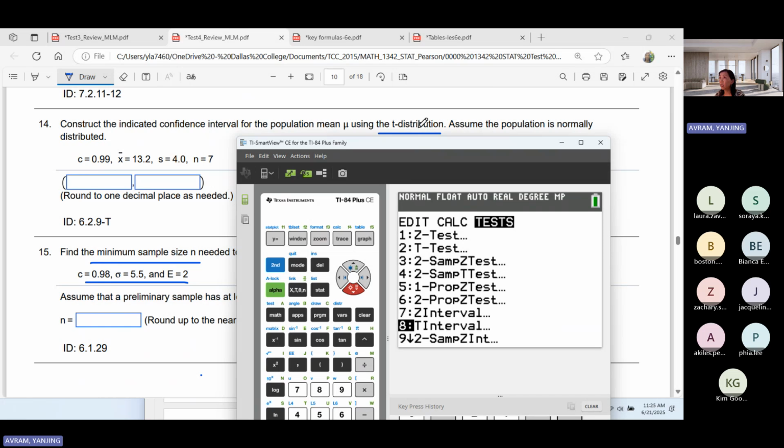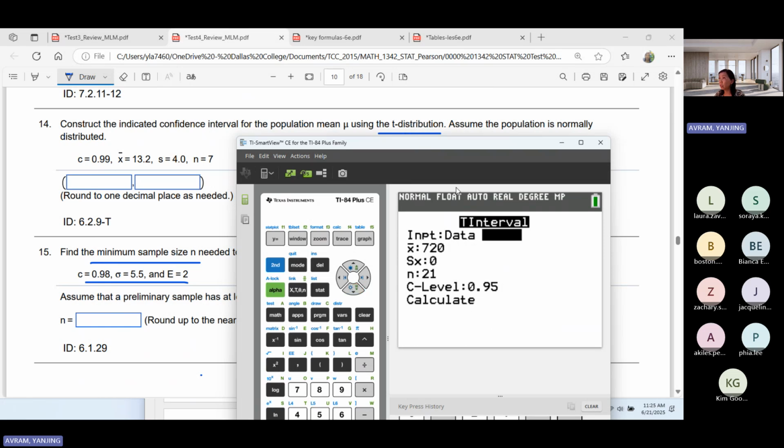And then this is telling you it's t distribution, so it's t interval, right? And then the x bar here is 13.2, s is 4, n here is 7, confidence level here is 0.99, and then just hit calculate, and that's it. Round to one decimal point, read the description carefully, right? You want to just round to one decimal point. So this will be 7.6, 18.8. Okay, that's it.